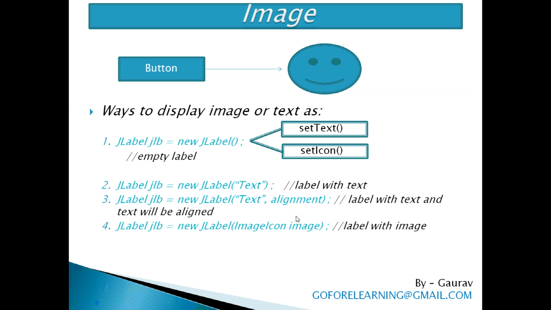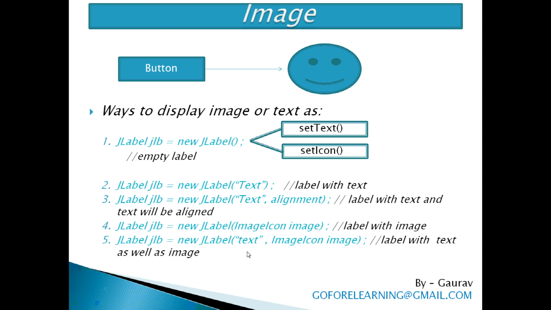Another way to create a label with an image: JLabel jlb = new JLabel, and we need to pass the image icon. And another way to create a label with text as well as image: JLabel jlb = new JLabel, and the parameters are text and image icon. So this way we can create text and display an image.